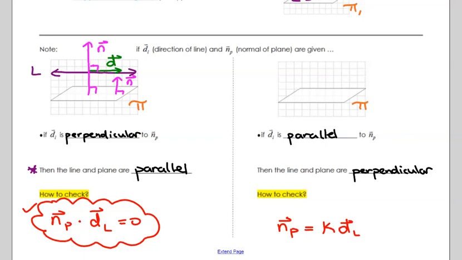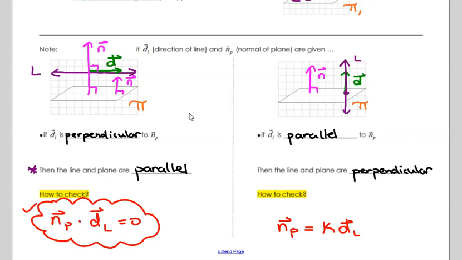Here we have the opposite, where I have a normal vector like this to the plane, and I also have the direction vector. Okay, so if the direction vector is parallel to the normal vector, then that must mean that my line goes through the plane at one point.